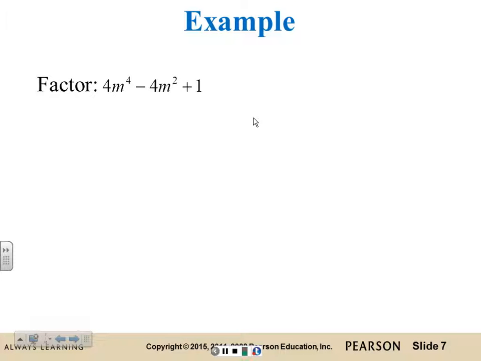Alright, let's try this one. We have a trinomial, and we can take the square root of 4m to the 4th by getting 2m squared. Match that first sign, and the square root of 1 is always 1. So let's multiply these together. 2m squared times 1 is going to be 2m squared, and if I double that, I do get the 4m squared, so that is good.